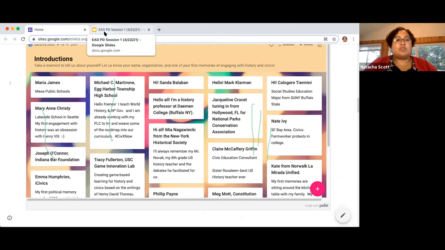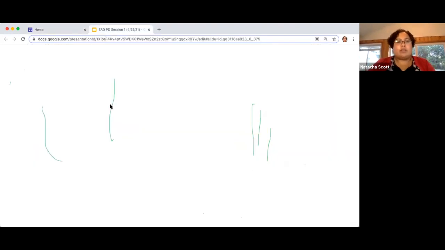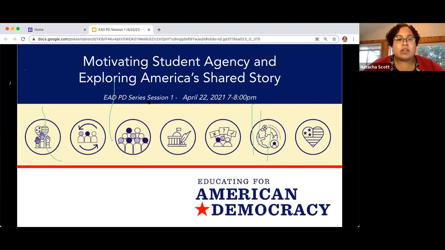Okay, so I'm actually going to switch over. These are interesting marks that are on our screen. Let's see if we can get those off.